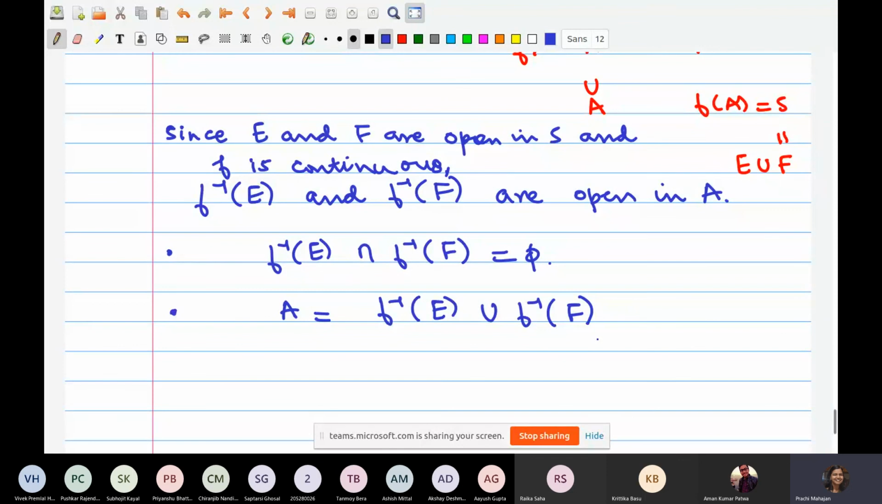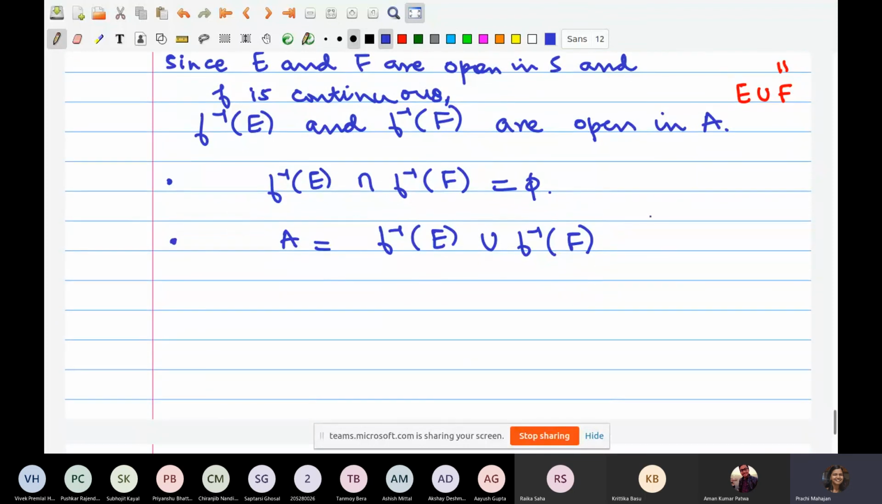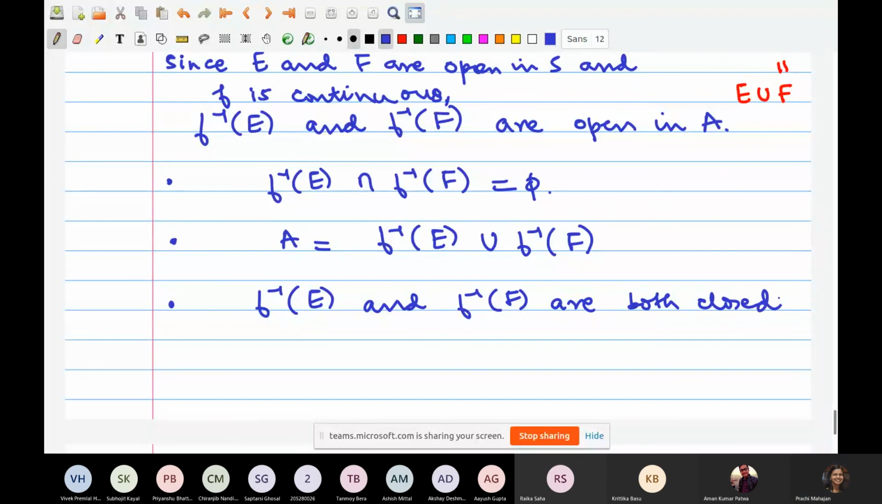So you see, where am I heading? I am using these steps to construct a separation of the set A. I am going to say that f inverse of E and f inverse of F are two non-empty sets which form a separation of the set A, which means that they are two separated sets. So how do I show that? I show that f inverse of E and f inverse of F are both closed in A. That's the next statement.